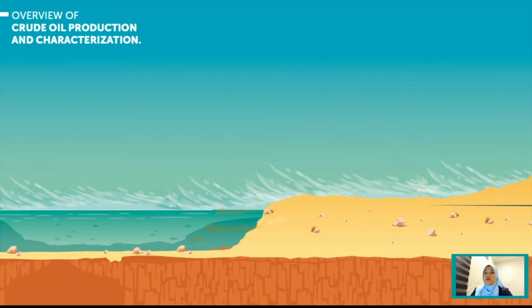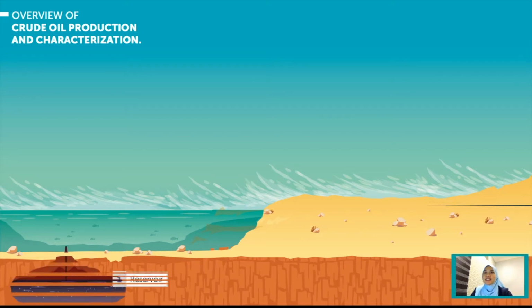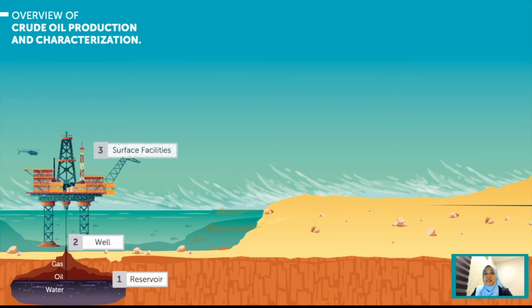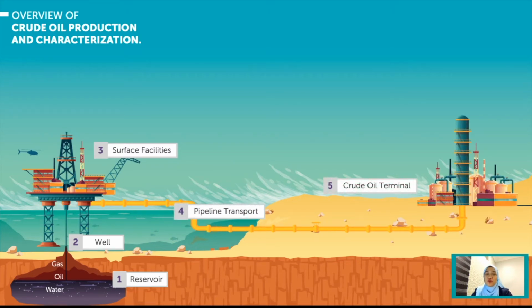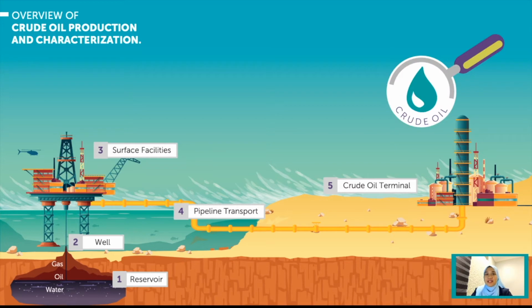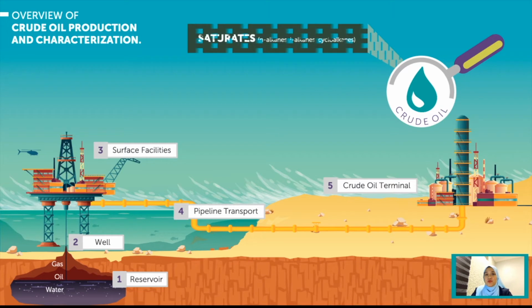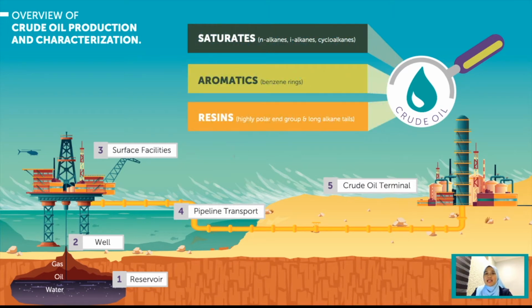But before we move further, let me explain to you the overview of crude oil production and characterization. Gas, oil and water from a reservoir is extracted by a well to its surface facilities. The mixture of hydrocarbon will then be separated into its constituent phases before being transported by pipeline to its onshore crude oil terminal. Crude oil in general can be categorized into four main fractions, which are saturates, aromatics, resins, and asphaltenes.